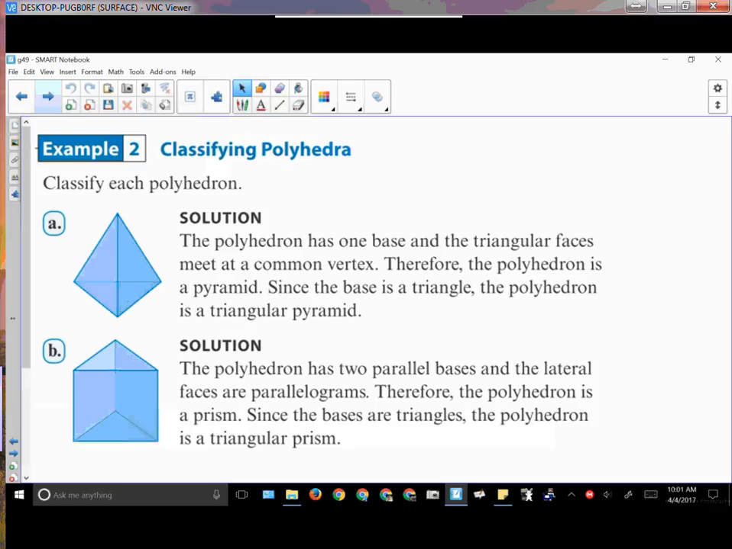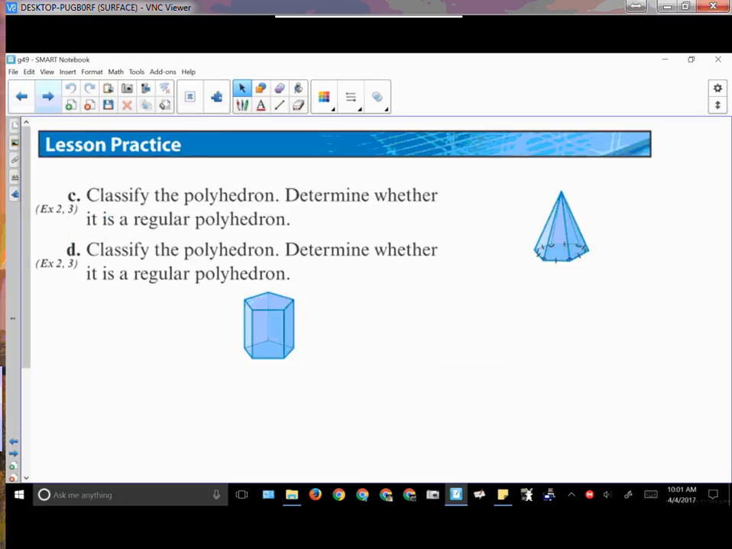So if I take a look at this one, this is a triangular pyramid, right? Triangular prism. It's pretty easy to take a look at it, identify what the bases are, and then determine what type of shape or solid it is going to be. So, Hannah, what kind of polyhedron do I have there?